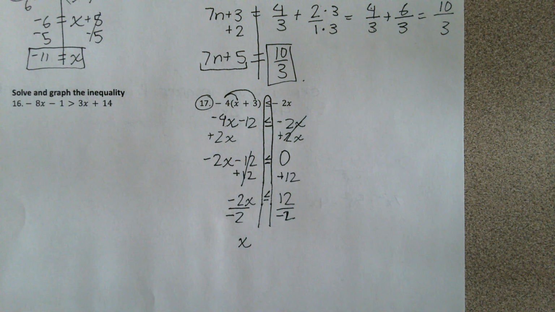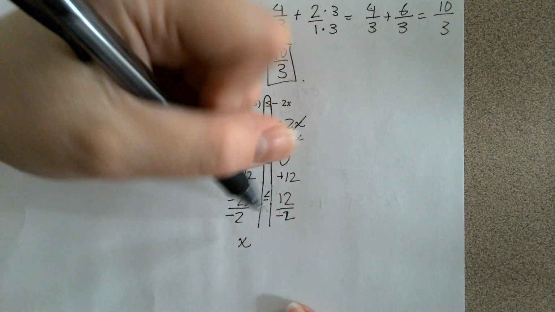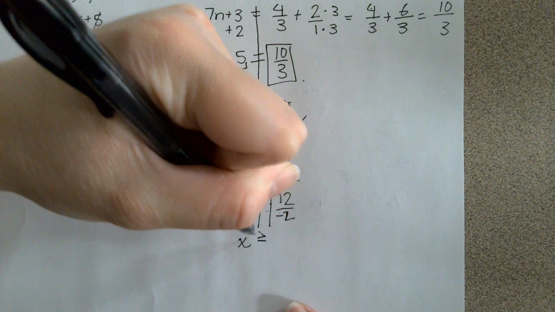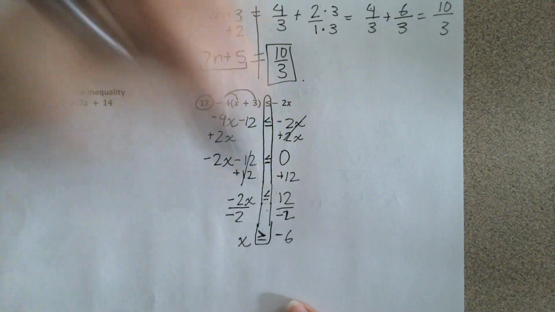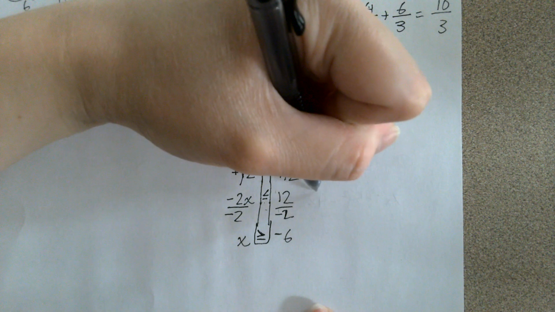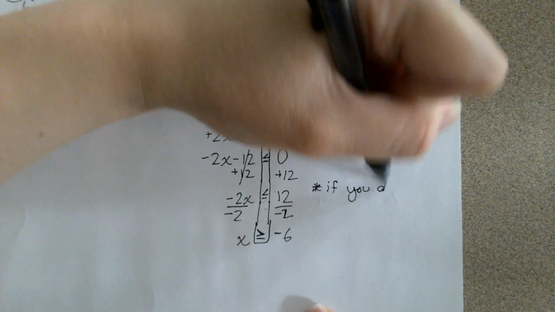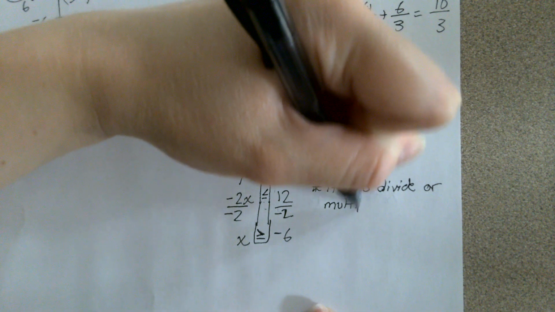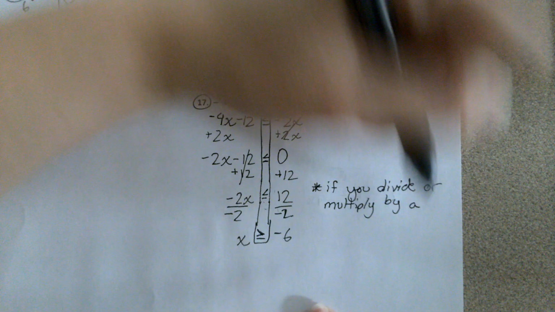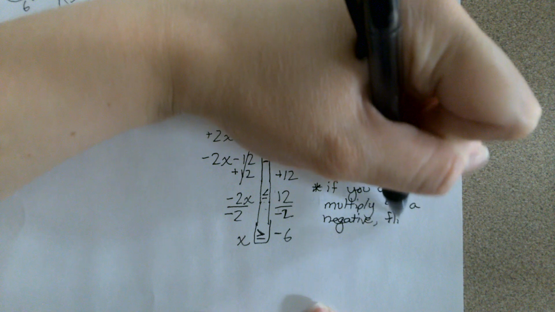There's one major rule when you're solving an inequality, and it's this one. When you divide or multiply by a negative, you are going to flip the sign. So this is now going to become a greater than or equal to. And 12 divided by -2 is -6. So I'm going to add a little note in here. If you divide or multiply by a negative, flip the sign.